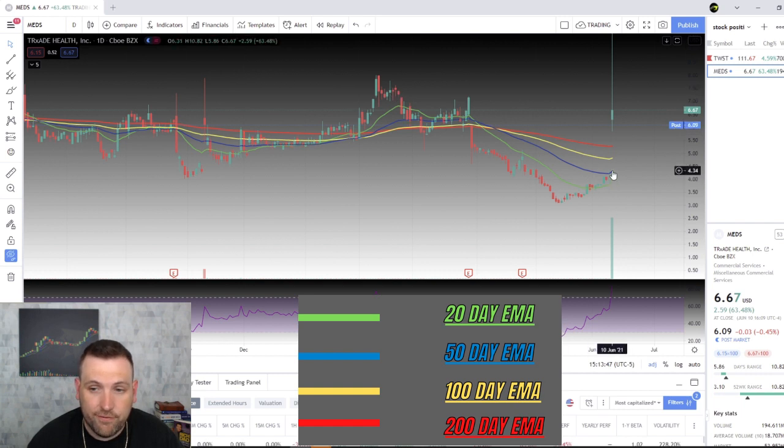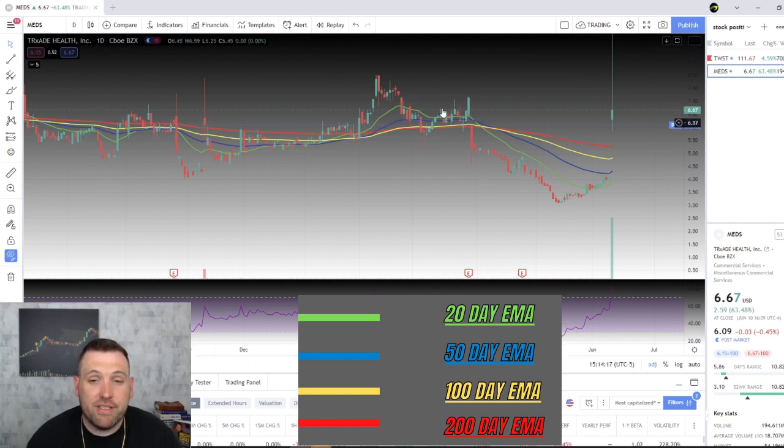So if this is 20, 50, 100, 200, the 200-day is going to be the strongest support and resistance, the strongest floor and ceiling of all of these EMAs, and it will go from there. So the 100-day will be a little less strong, the 50-day even less, and the 20-day a lot less. And that's why you see the price of the stock going off of the 20-day quite a bit.